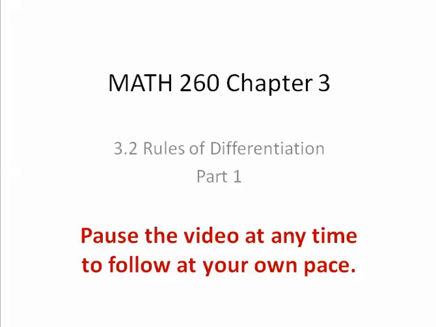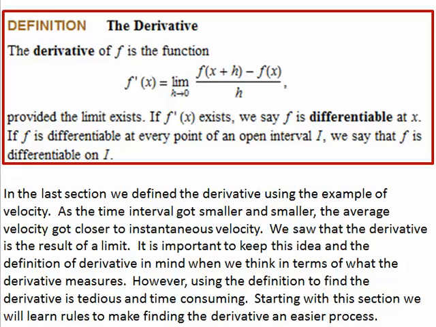Rules of Differentiation, Part 1. In the last section, we defined the derivative using the example of velocity. As the time interval got smaller and smaller, the average velocity got closer to instantaneous velocity. We saw that the derivative is the result of a limit.